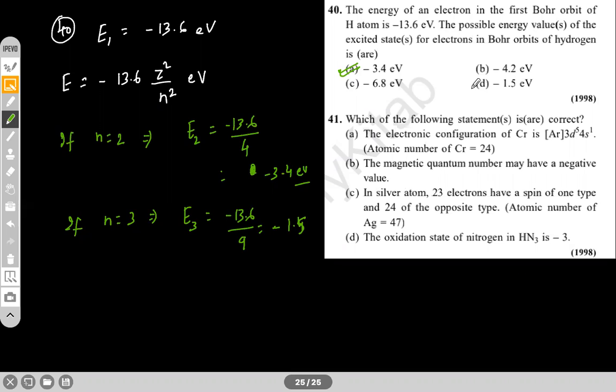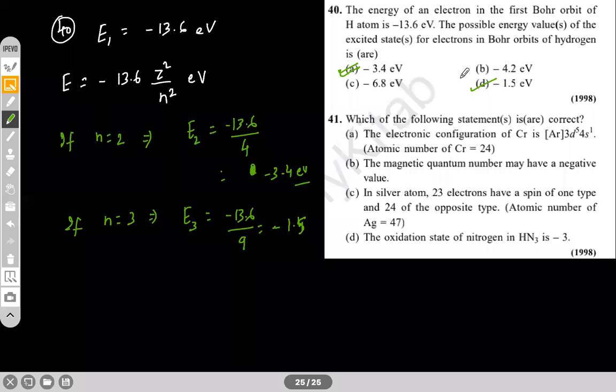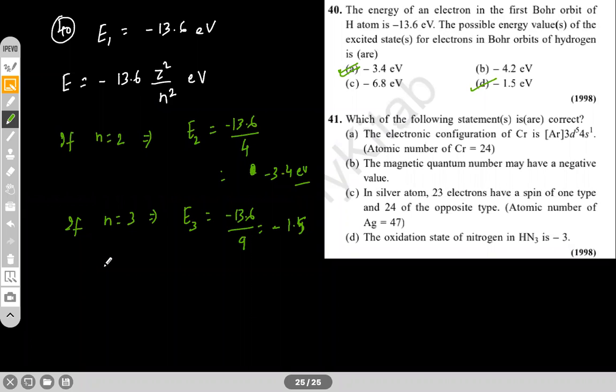You see, D is also correct. Okay, so minus 3.4, then minus 1.5. Then it means minus 0.4 in between these two, it is not possible, right? If you talk about n equal to 4, then E4 is equal to, we are getting 0 point something, minus 0 point something, right? Because 13.6 by 16 would be 0 point something, which is not the case here. So option would be A and D, both possible. Okay, it's a multiple correct question. So answer is A and D for this one.